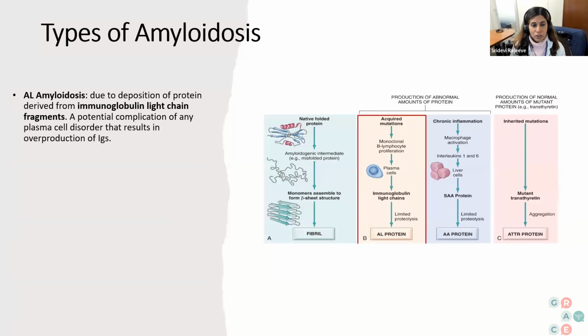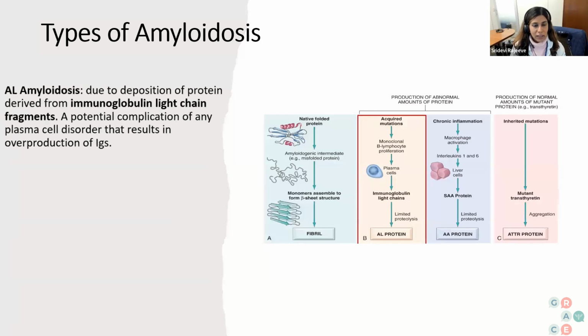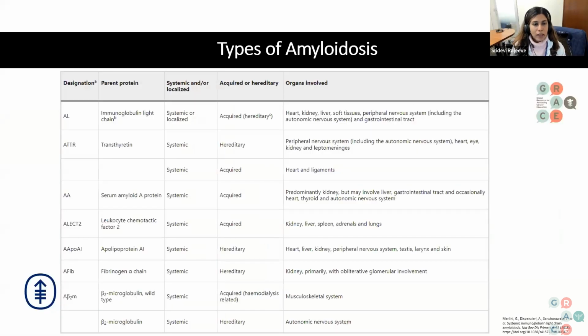Our focus in today's talk will be on AL amyloidosis. This is another table that summarizes the different types of amyloidosis that we went through in detail before. As you can see, there are more than the four that I discussed. A lot of the time, amyloidosis can be systemic, meaning it affects many parts of the body and is not localized.